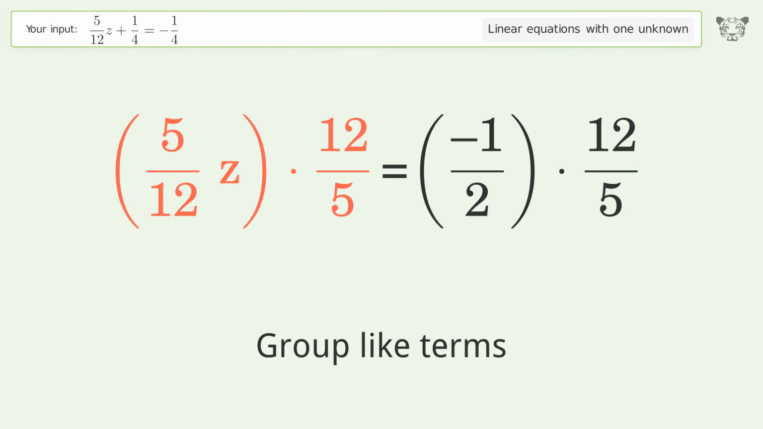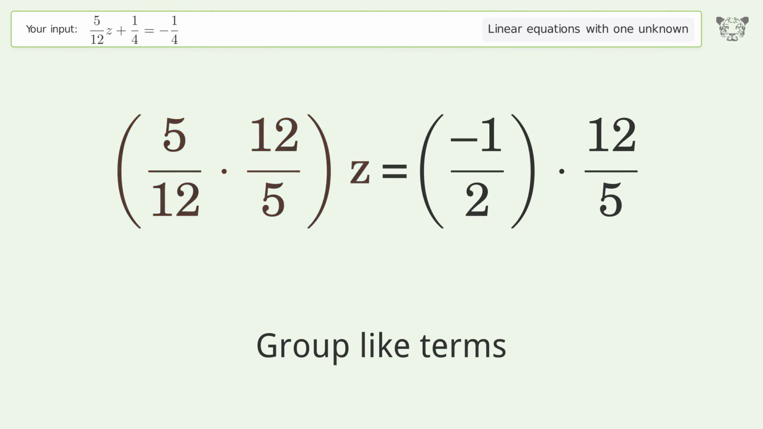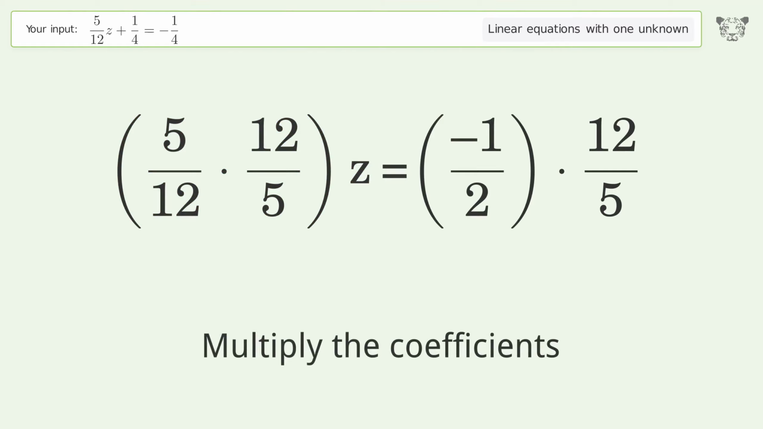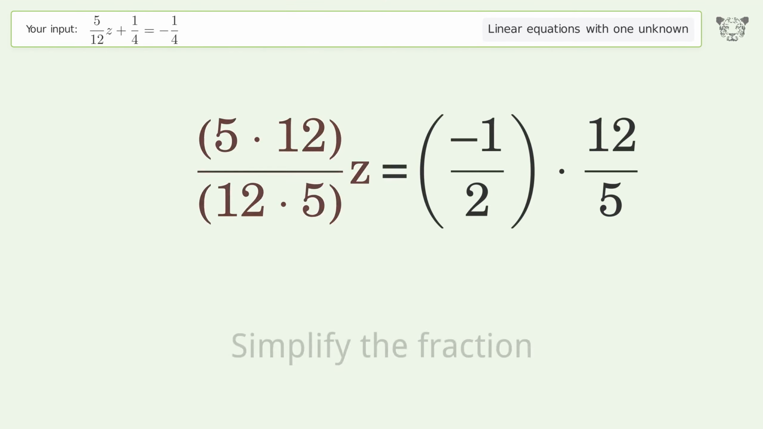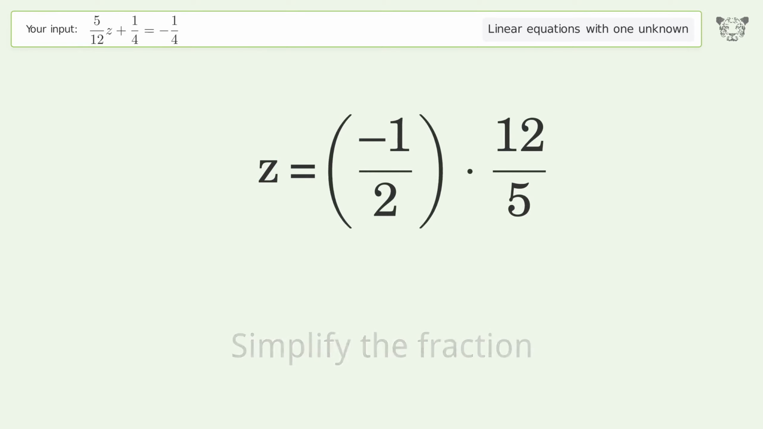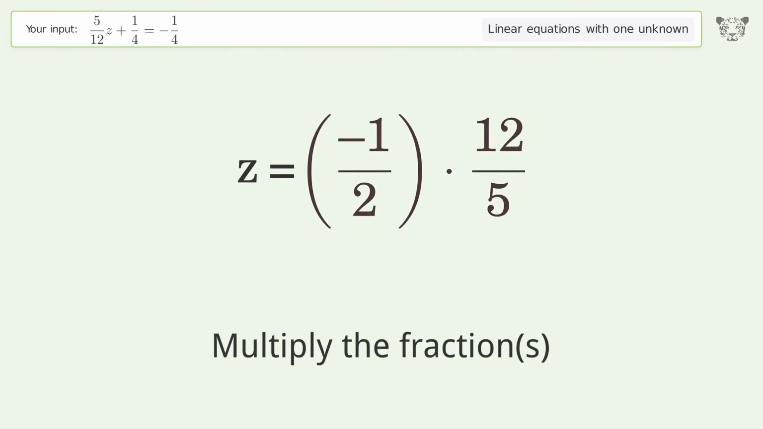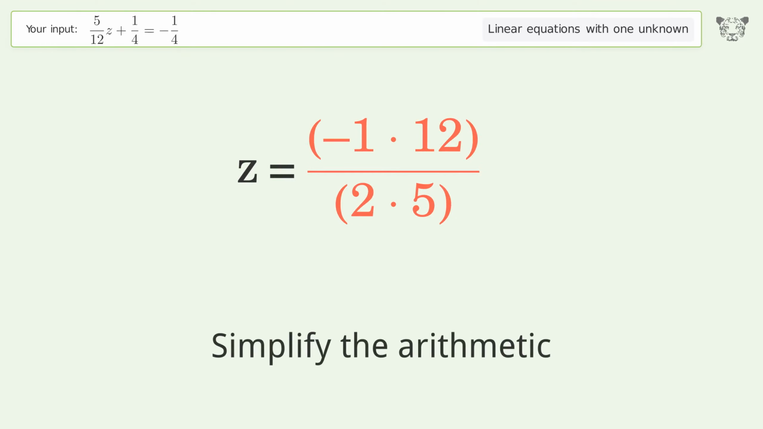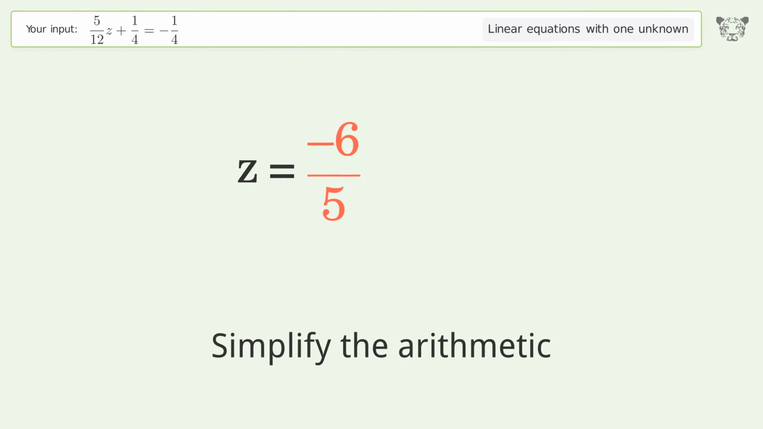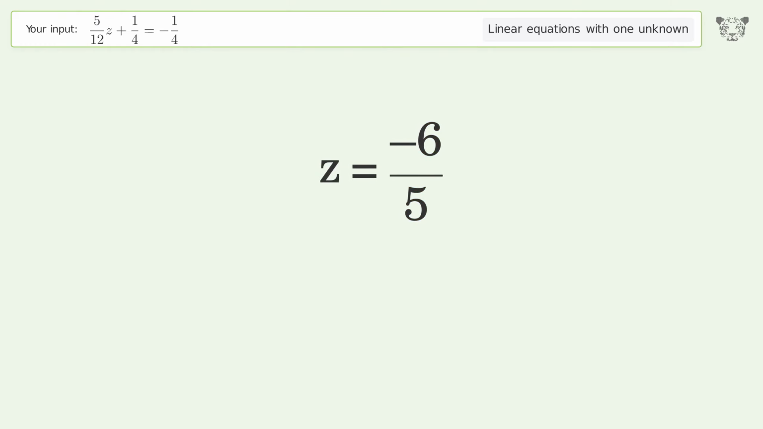Group like terms. Multiply the coefficients. Simplify the fraction. Multiply the fractions. Simplify the arithmetic. And so the final result is z equals -6/5.